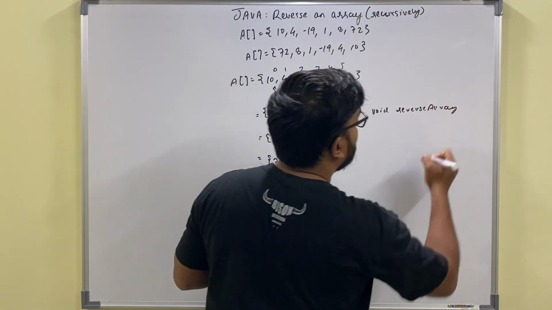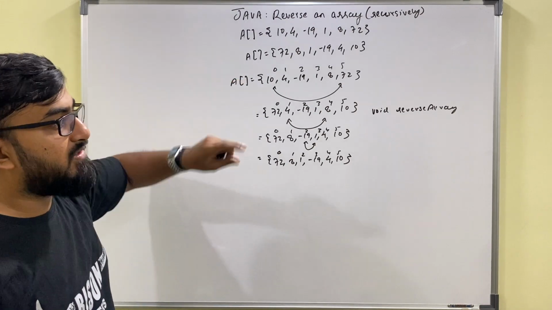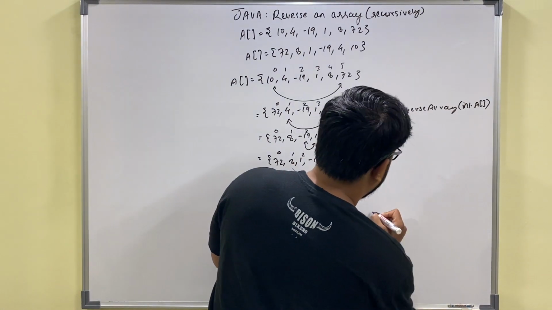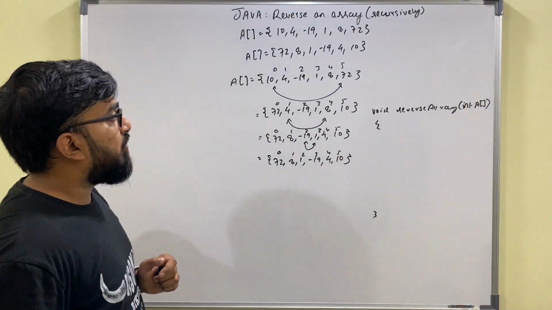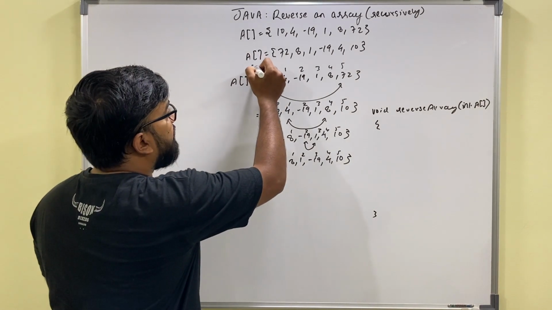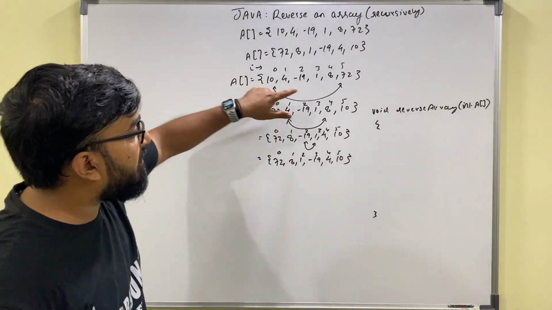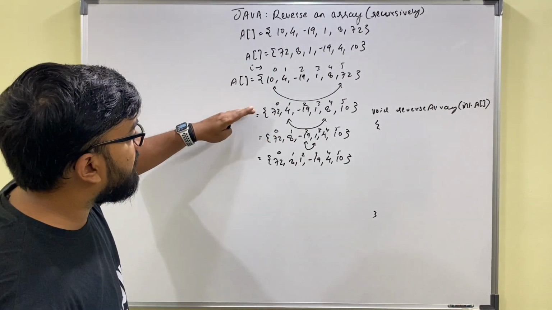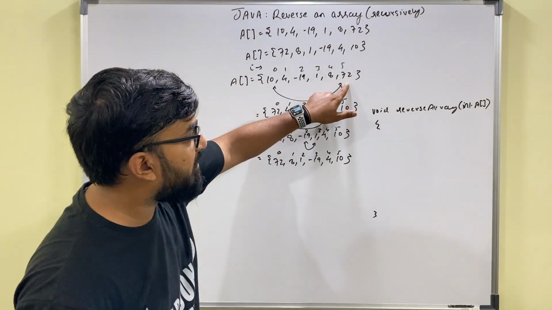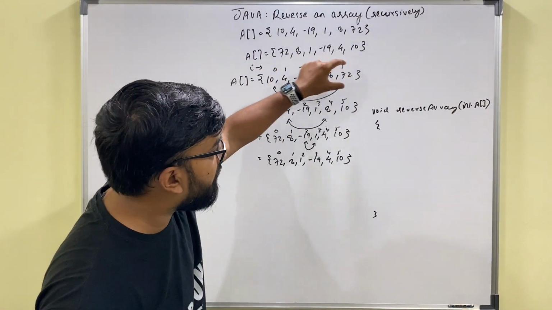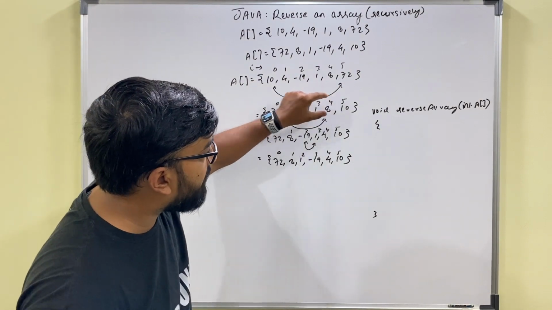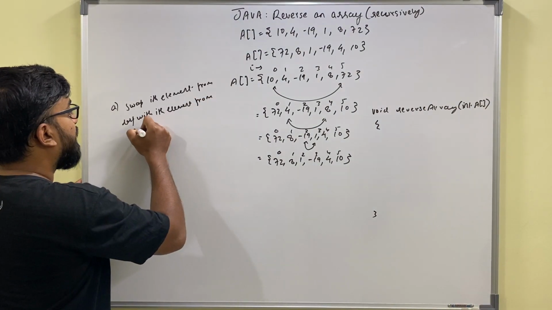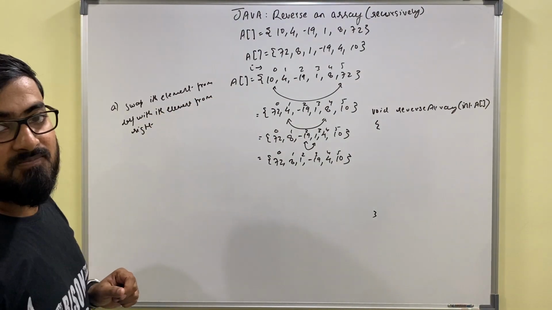The return type is void because array A is going to be reversed in place. We don't use an extra array. So I'll pass an array A. What we are saying is, index 0 is swapped with index 5, index 1 is swapped with index 4, and index 2 is swapped with index 3. So in these 3 steps, the ith value from left is swapped with the ith value from right. First value from left with first value from right, second with second, third with third. That's what we are doing.